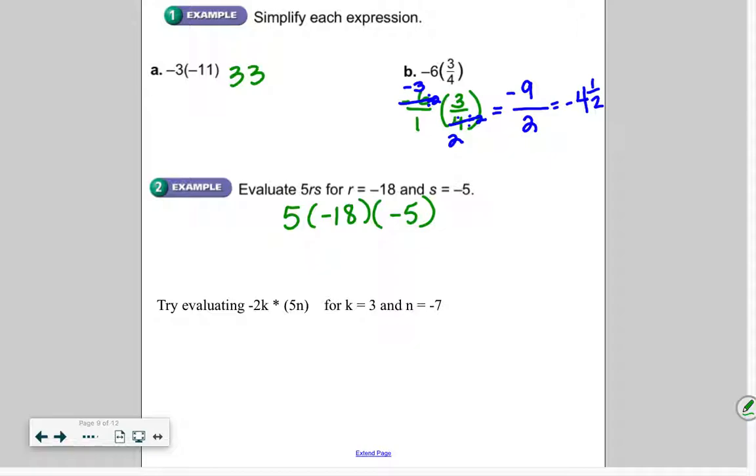Take out your calculators. Multiply 5 times negative 18 times negative 5. What is the result? Does everybody agree? 450? Yep.